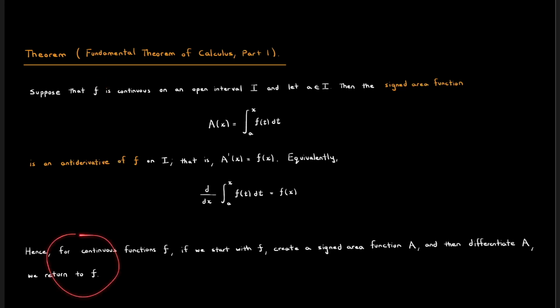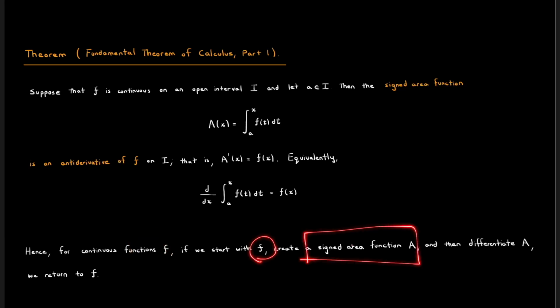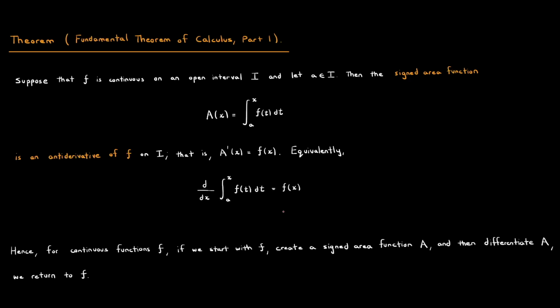And so here's the summary. For continuous functions f, if you start with the function and you integrate to make the signed area function, and then you differentiate that signed area function, you just get back to the original function that you began with. So these operations cancel out. The fundamental theorem of calculus is basically asserting that every continuous function is guaranteed to have an antiderivative. And it also gives us a way to get that antiderivative.